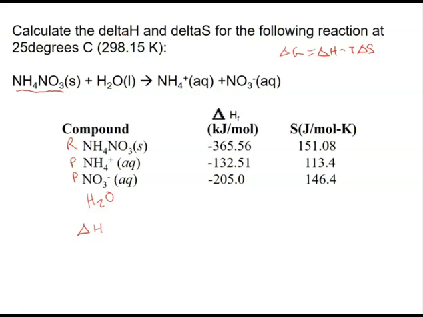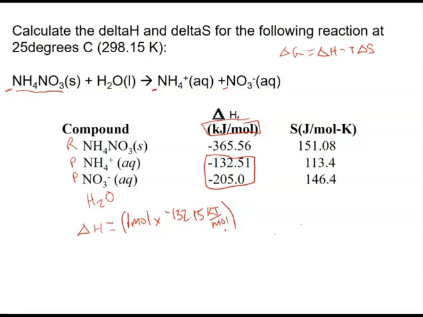So let's start with how we figure out the delta H value. We have to take the product values and subtract them from the reactant values. We have just 1 mole of all of these. There are no prefixes here, so they're all just 1 mole. Look at the units as kilojoules per mole. So for NH4 we have 1 mole of this, and we're going to multiply that mole times the negative 132.15 kilojoules per mole.